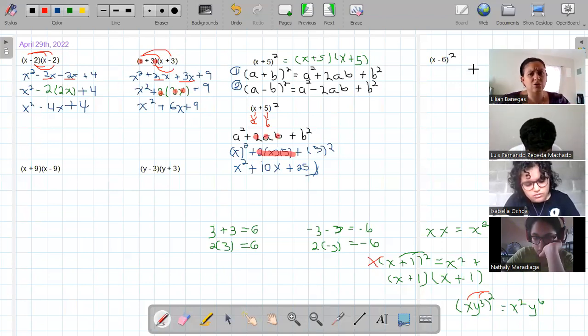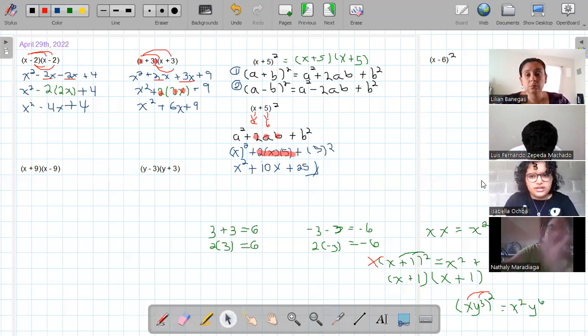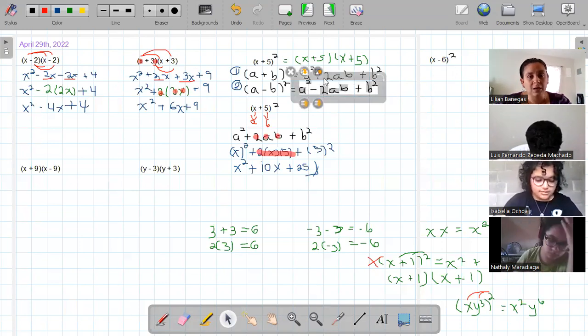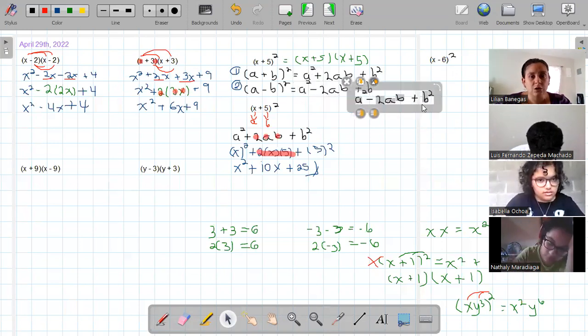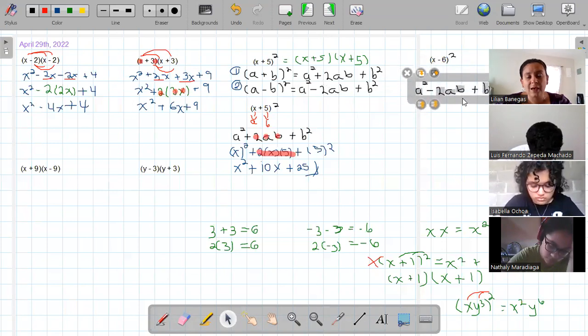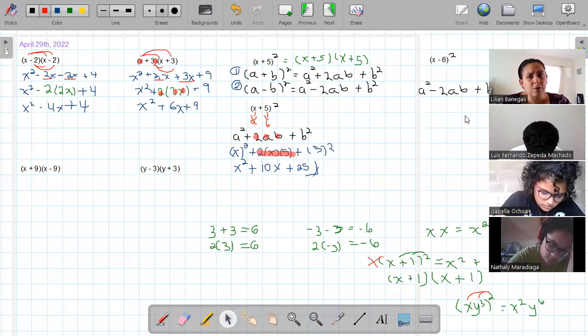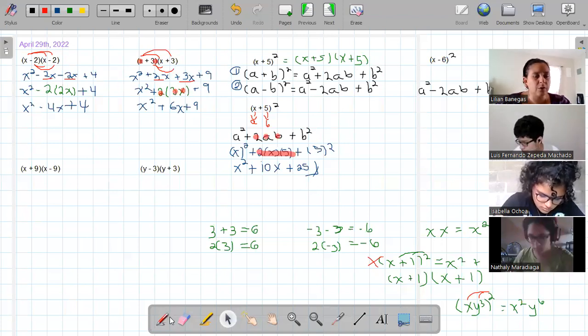Now let's go with the second exercise that is already to the square. What formula should I use? The first one or the second one? The second one. So I'm going to copy the second one. And why the second one? Because it is a subtraction. Just remember that I need to be careful with that, okay? It is basically the same formula. I just need to be careful with my signs, okay?